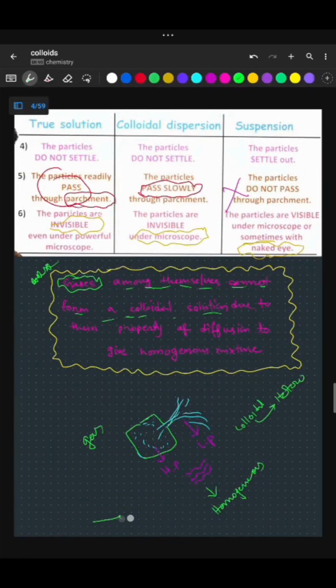So this was it for today. Today we have discussed the different kinds of solutions, different kinds of mixtures, and what colloidal solution really means. So I hope that you've got a good idea about what a colloidal solution means, and you can explain to somebody what a colloidal solution could mean.